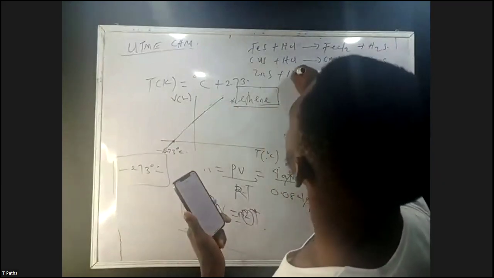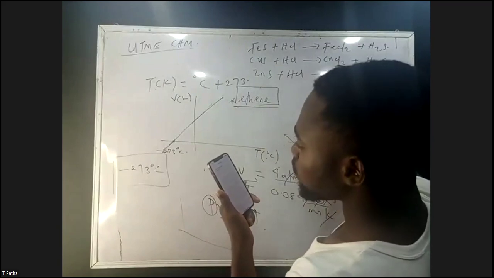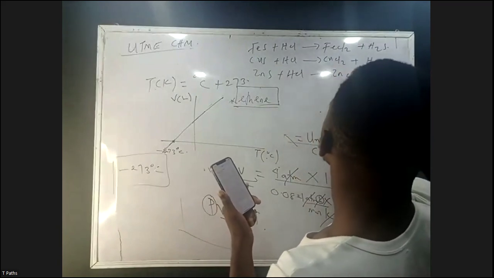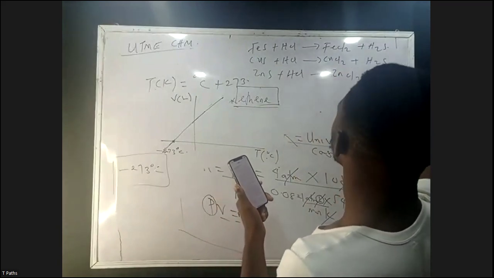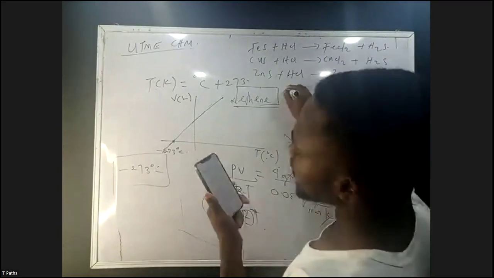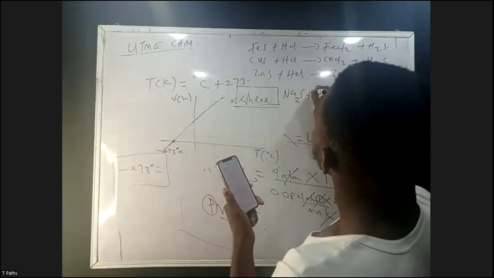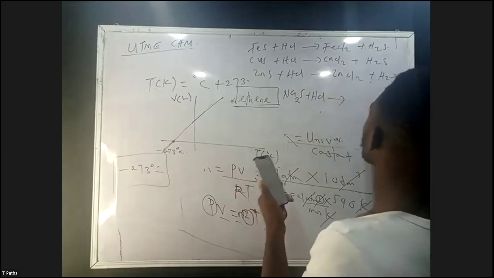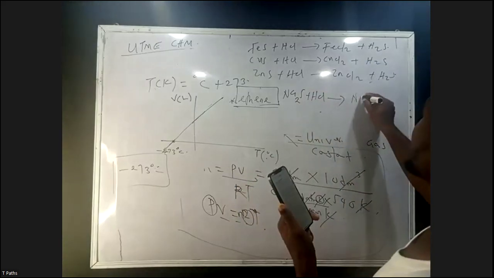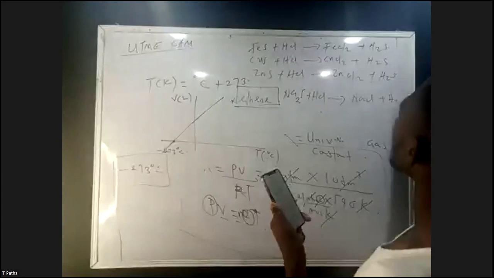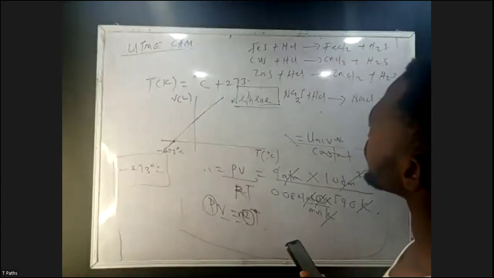Zinc sulfide plus HCl gives you zinc chloride plus H2S, and Na2S plus HCl gives you NaCl plus H2S. Now the question is, which of these is actually insoluble?